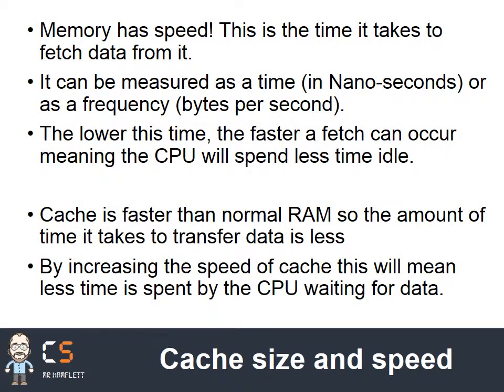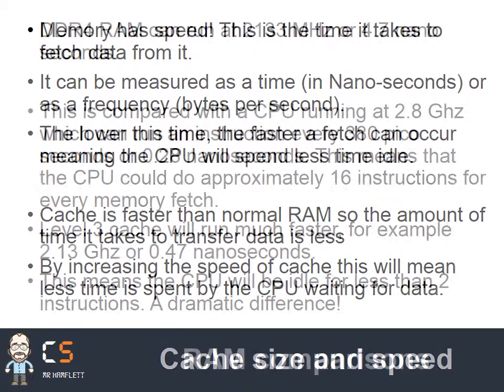So memory has speed. This is the amount of time it takes to fetch data from it. We measure the speed of memory in nanoseconds, or as a frequency, so the number of bytes per second we can get from it. The lower the time it takes to fetch one instruction, the faster the fetch is going to occur. Cache memory is faster, so it has a smaller number of nanoseconds to transfer data. By increasing the speed of cache, I spend less time waiting for the data to be loaded, so less idle time for the CPU, ergo increasing the performance of the computer.